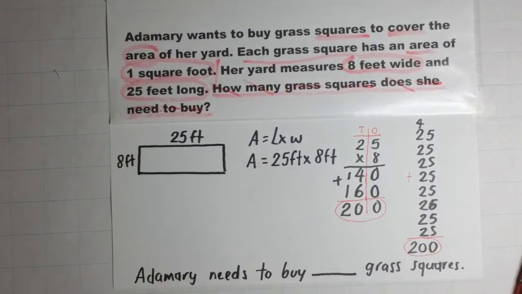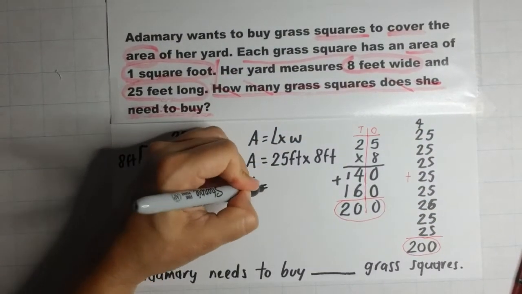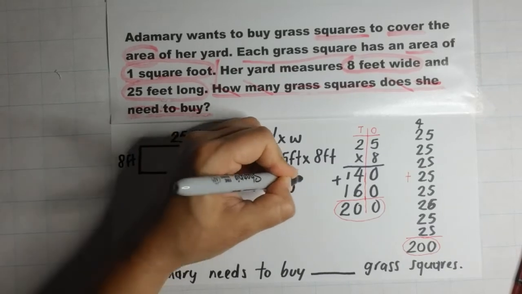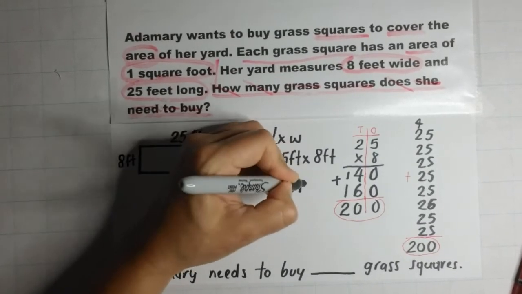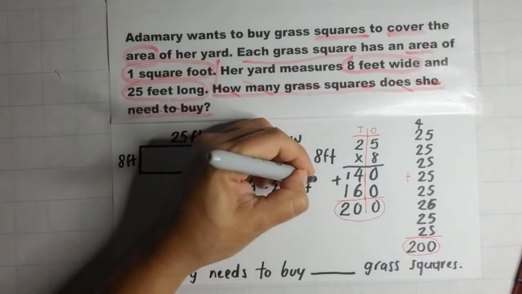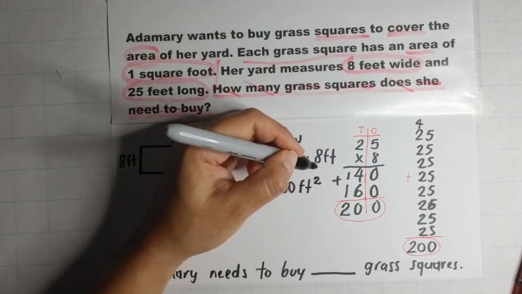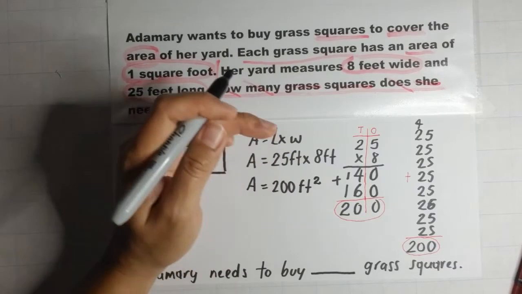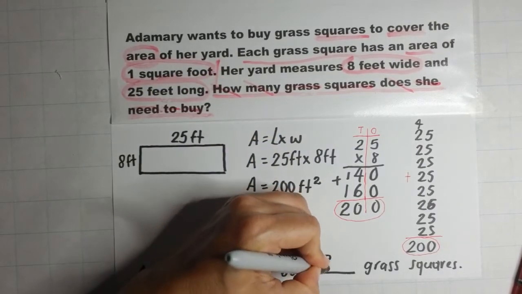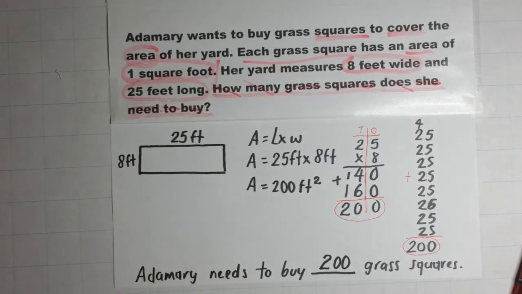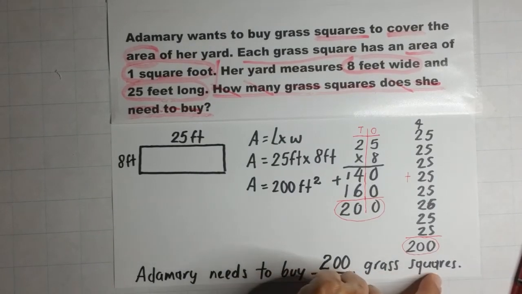So to finish my problem, I'm going to put that my area equals 200 square feet. Square in math, you represent it with a little 2 at the top. So that means square feet. So I'm going to put my answer here. And then my answer says Adamari needs to buy 200 grass squares.